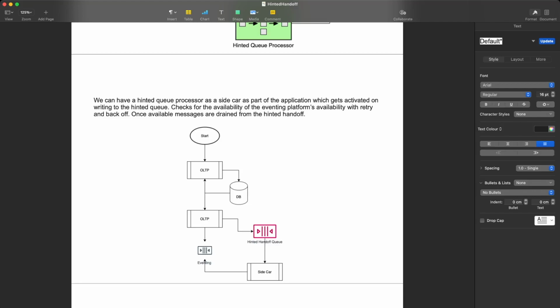We can talk about sidecar later, but while I talked about how I am going to deploy it, I used this term called sidecar. This sidecar will check for the availability of the eventing platform with retry and backup. For example, in an online transaction system, if we want to retry 3 times and after that I am not able to do it, then also we can write to the hinted handoff, and this hinted handoff queue will be drained by the hinted handoff queue processor. Along with the retry, hinted handoff can exist. Without retry, hinted handoff can also exist. Both places hinted handoff can exist.